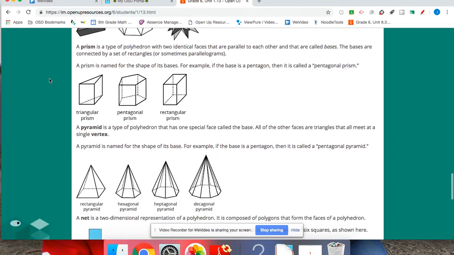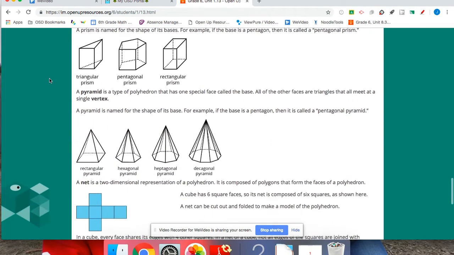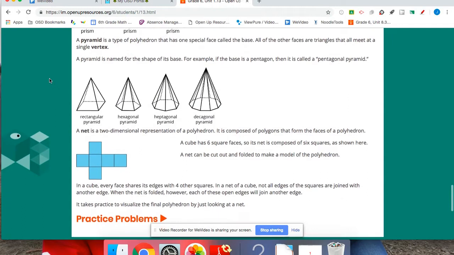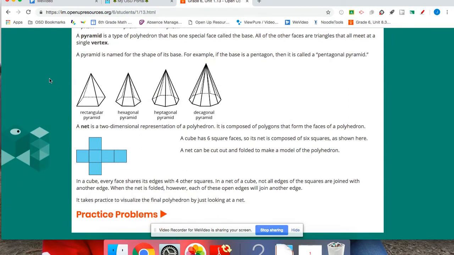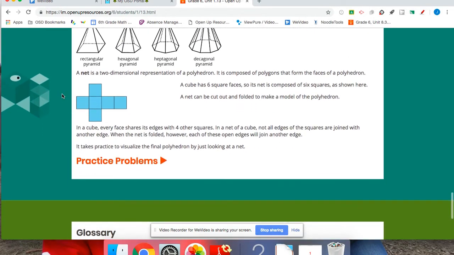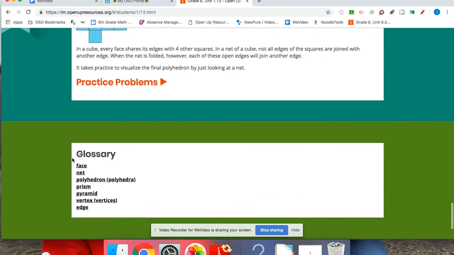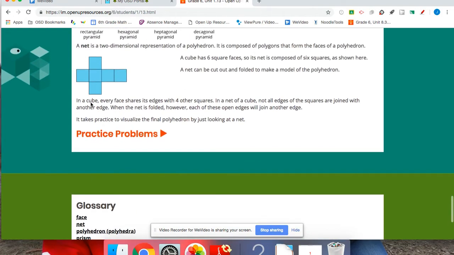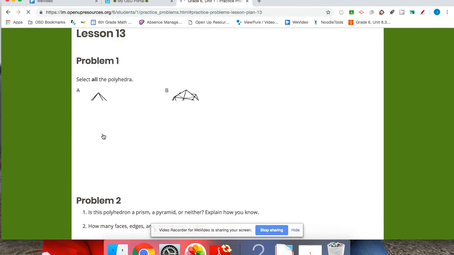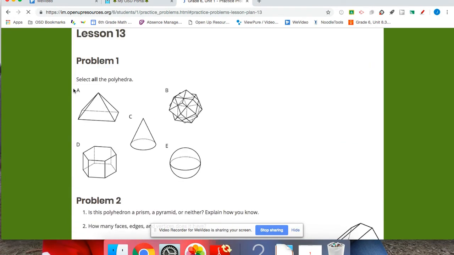This is a place where students can go if they're a little bit confused or if they want to see some examples. And then right here is where the practice problems are. Here are some glossary words. If you click on the word face, it will bring up a definition. So, practice problems. Click that button. And here are the practice problems for lesson 13.